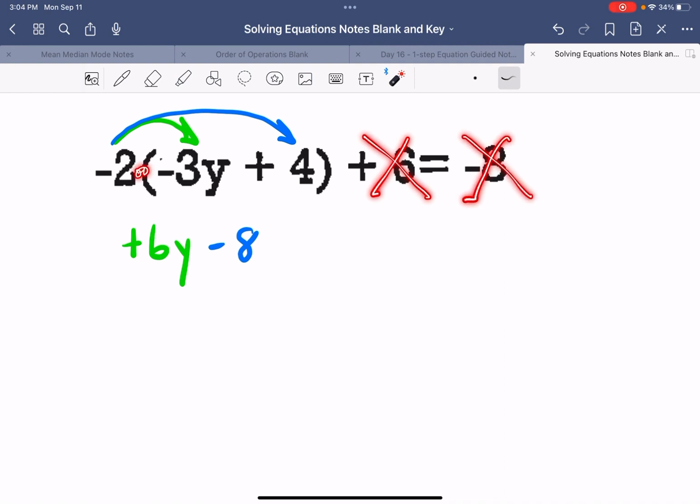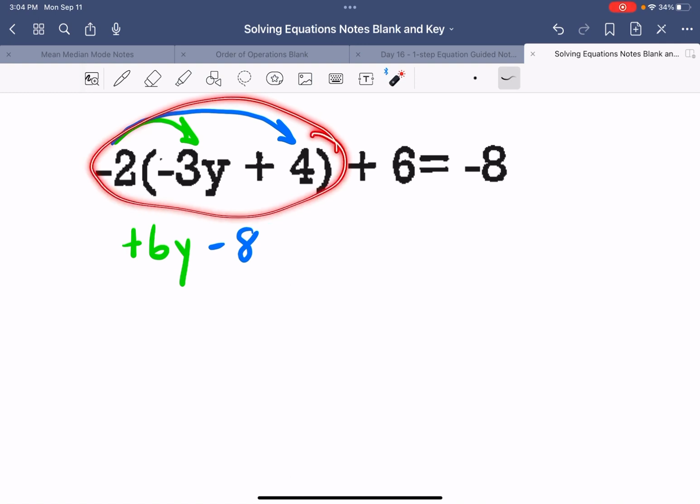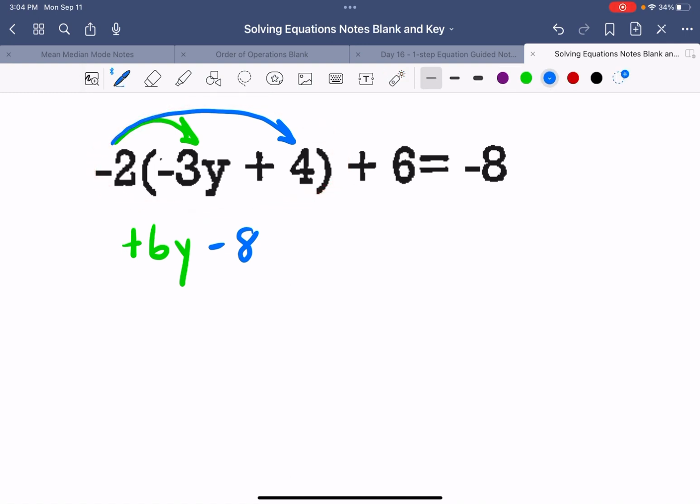Okay, because there's a multiplication sign here, but there's not here or here, and there's an equal sign here. We don't mess with that part of it. So this is the distributive part of it. All right, and then don't forget to bring down your plus 6 equals negative 8. Okay, so make sure you write out your whole equation. I want to see all of your work.